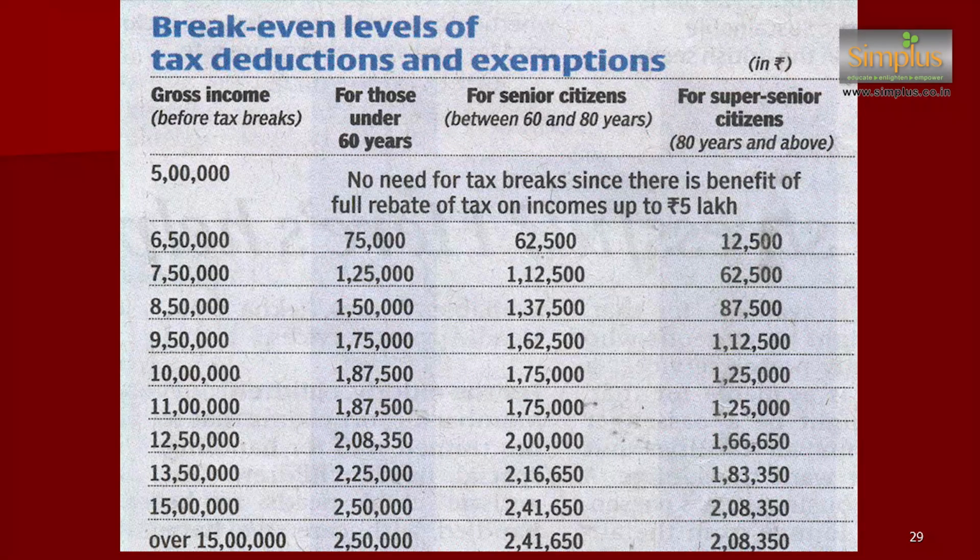Take an example of somebody who is earning 10 lakh rupees per financial year. If this person is claiming 1,87,500 rupees or more of exemptions, the old system is better. Okay, I'm earning 10 lakhs. I'm claiming deductions and exemptions from savings or otherwise of 1,87,500 rupees or higher. Immediately, the old system is better.